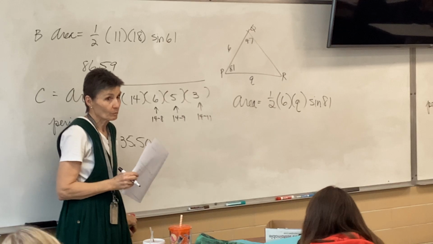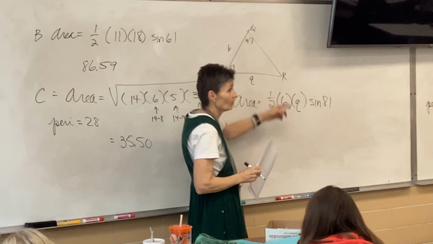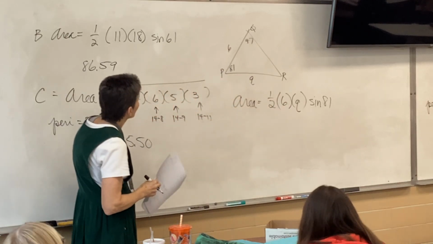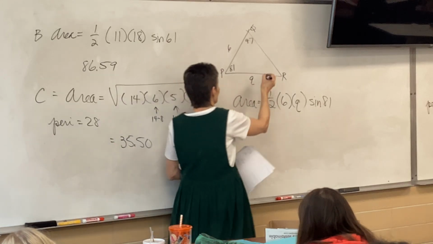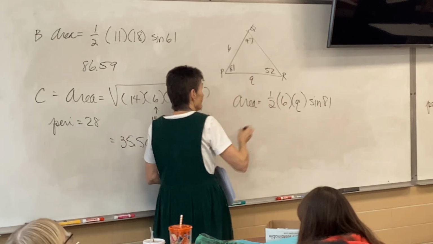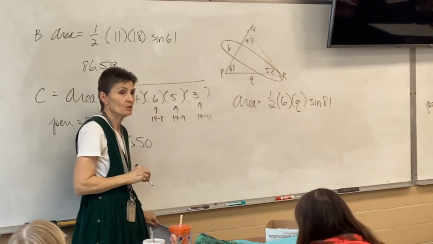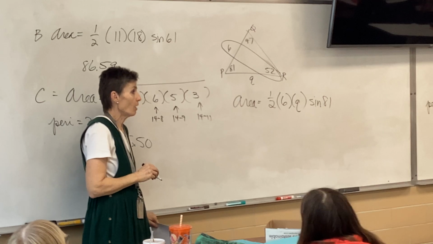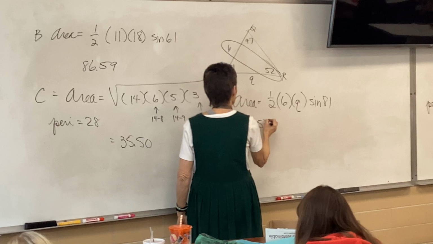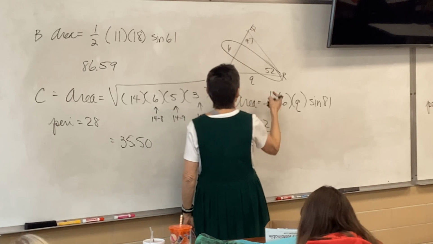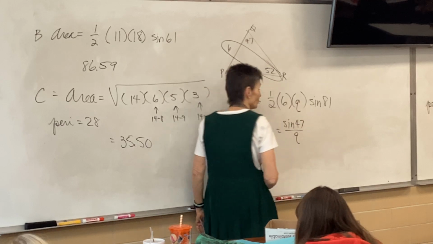So now I gotta find Q. So somebody said, hey, you can find angle R. Yep, you sure can. What will it be? 52. And then, can I find side Q? Using the law of sines. So sine 52 over 6 equals sine 47 over Q.